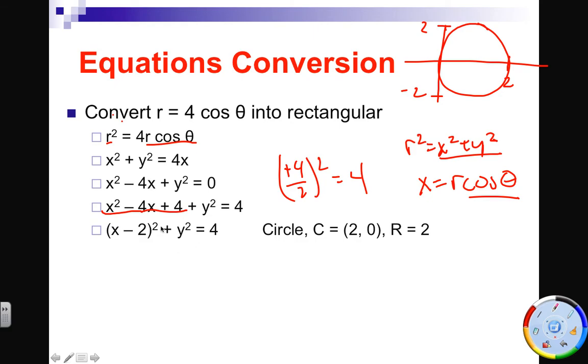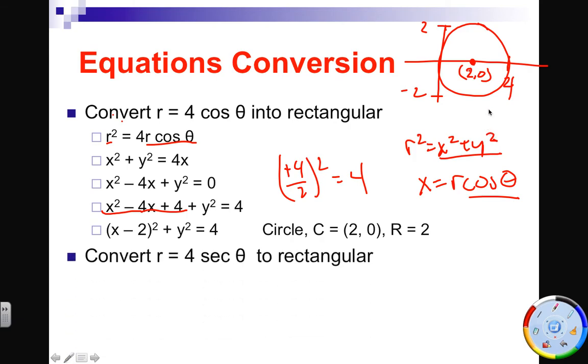I get (x minus 2) squared plus y squared equals 4, which tells me it's a circle whose center is, oops, sorry, this was supposed to be a 4 there, with center (2, 0) and a radius of 2. It's pretty cool. At least I think it is.